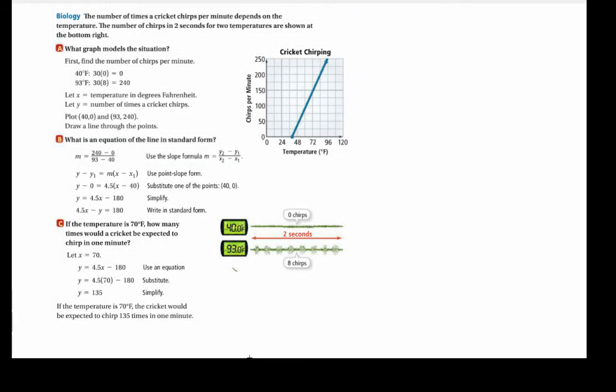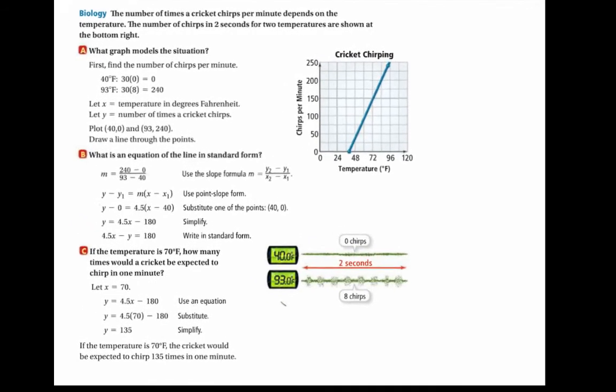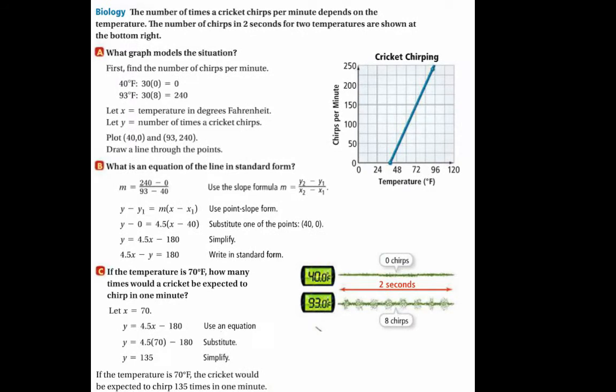Okay, so let's take a look at an application here of our different forms. The number of times a cricket chirps per minute depends on the temperature. The number of chirps in 2 seconds for 2 temperatures are shown at the bottom right, down here. What graph models the situation? Well, first we need to find the number of chirps per minute.